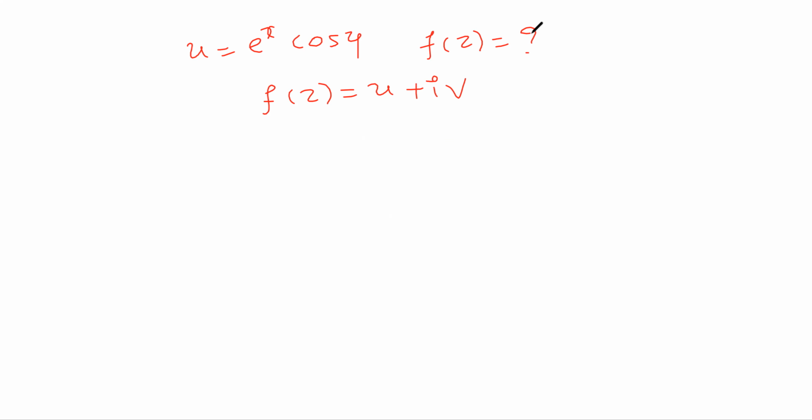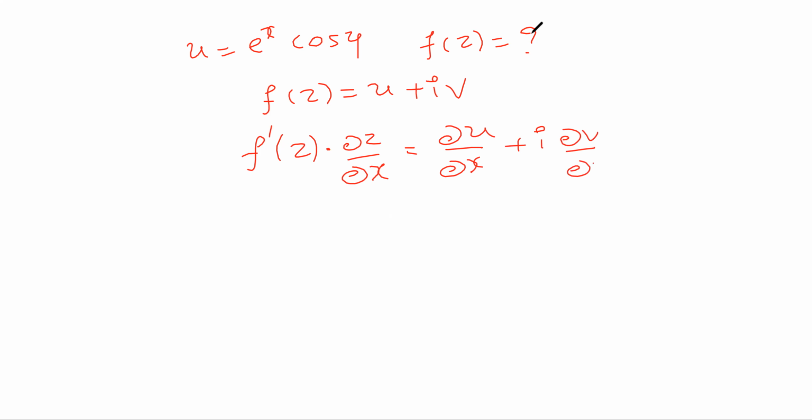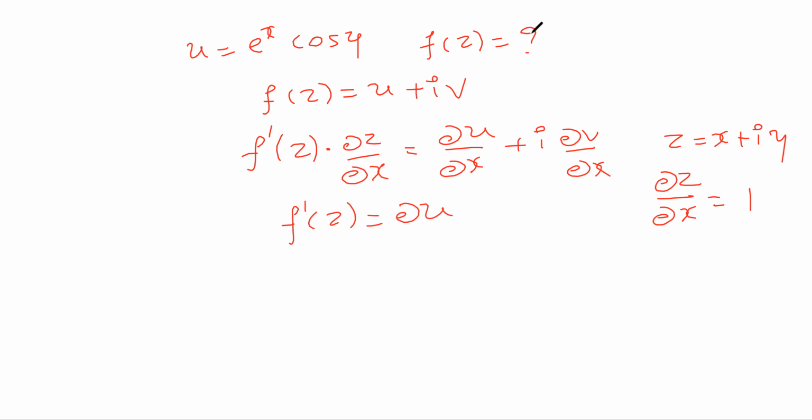So f of z is a composite function. The derivative of f of z is f dash of z, times the derivative of z with respect to x, dou z by dou x, which equals dou u by dou x plus i into dou v by dou x. Now z equals x plus iy, so the derivative of z with respect to x becomes 1, right? So f dash of z equals dou u by dou x plus i into dou v by dou x.